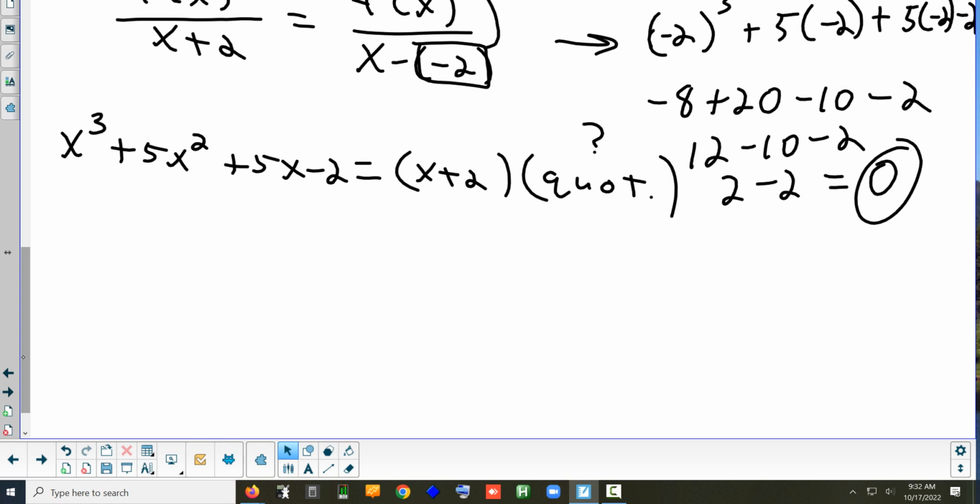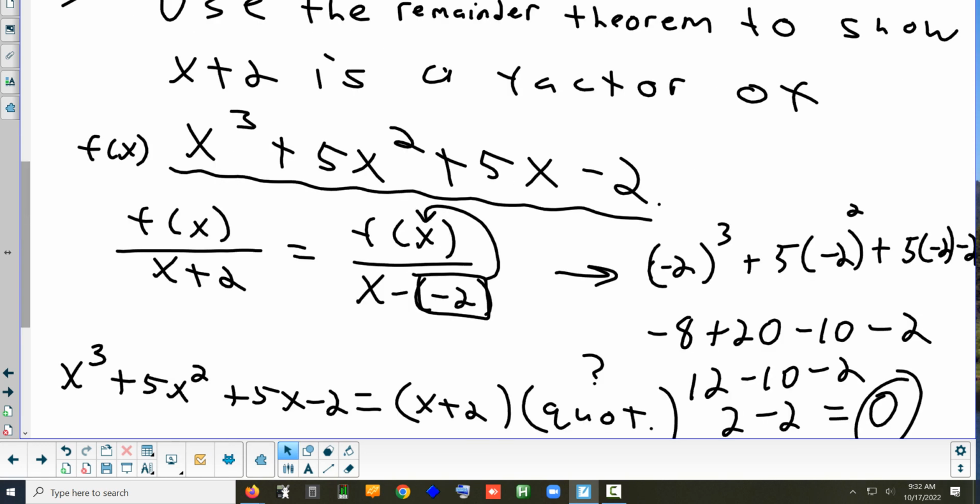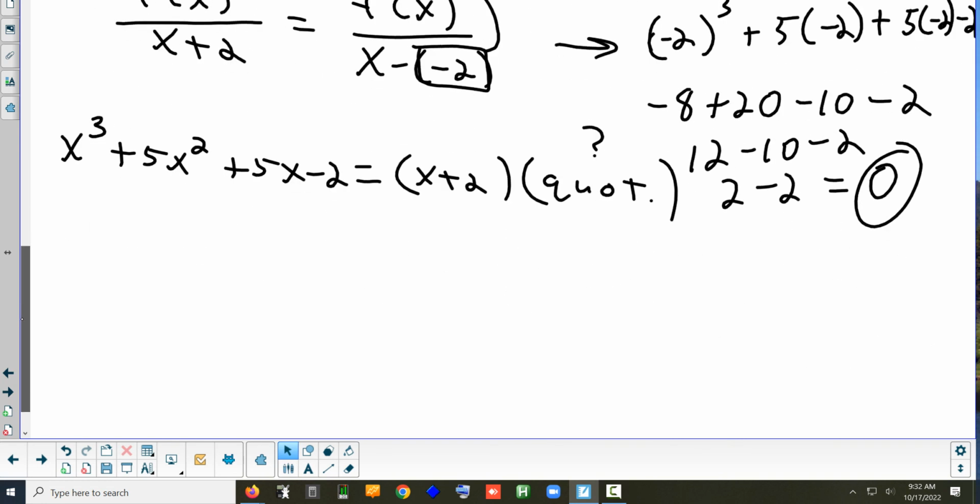I'm not worried about actually finding the quotient right now, because tomorrow we're going to learn a faster way to do this kind of division problem, where we don't need long division.